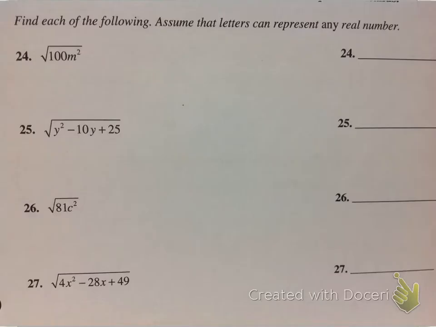Now let's look at finding each of these squares. We're not going to do all of these, but the first one, the square root of 100 is 10, and the square root of m squared is simply just m. And I'm going to put absolute value symbols around that to ensure that it stays positive.